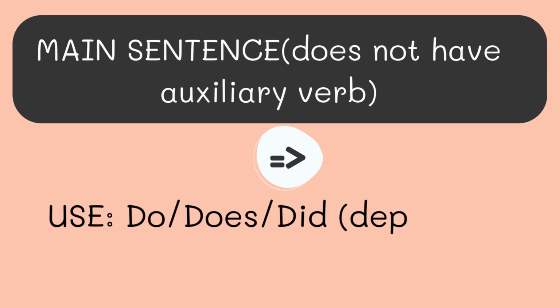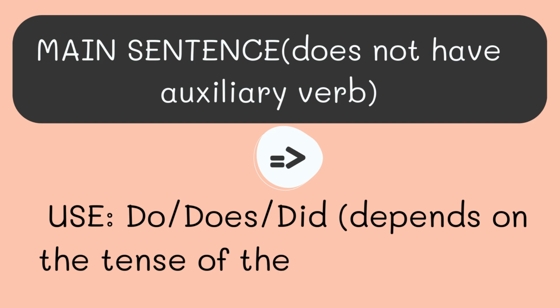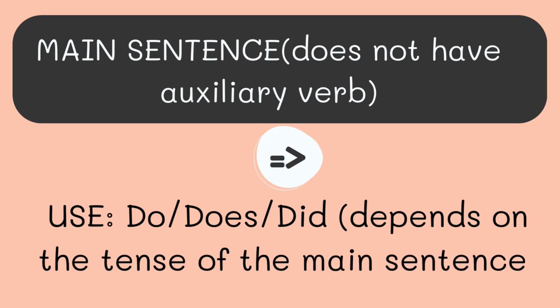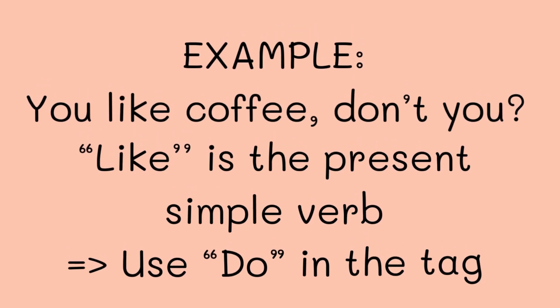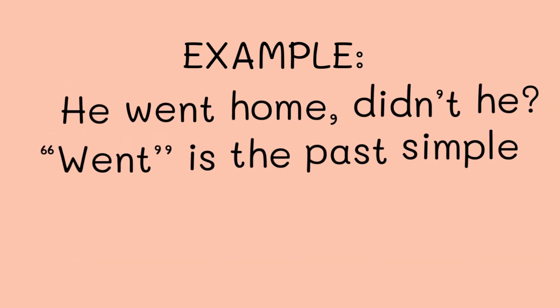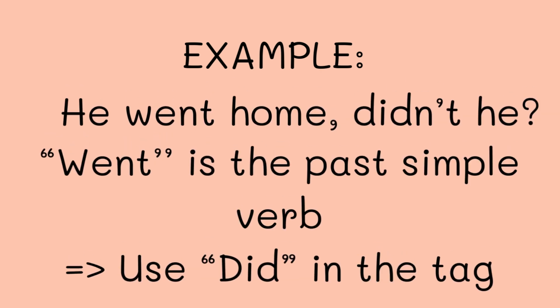If the sentence does not have an auxiliary verb, we use do, does, or did, depending on the tense. For example, you like coffee, don't you? Like is a present simple verb, so we use do in the tag. He went home, didn't he? Went is past simple, so we use did in the tag.